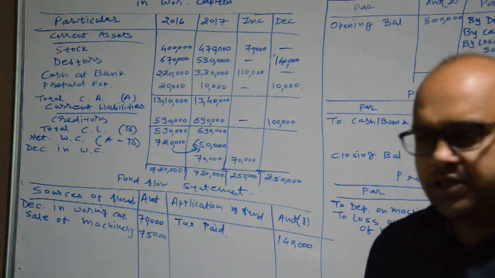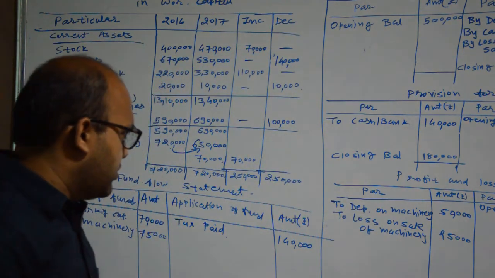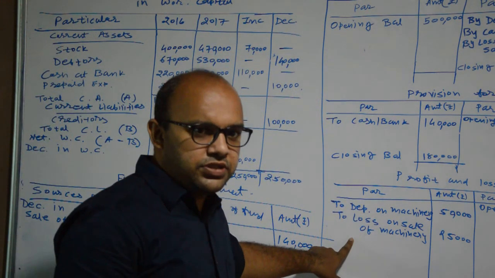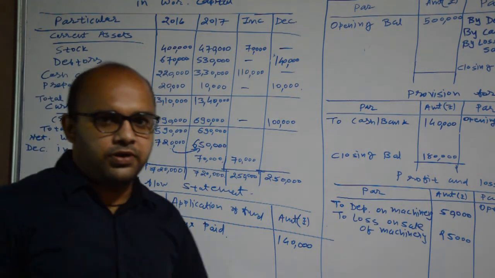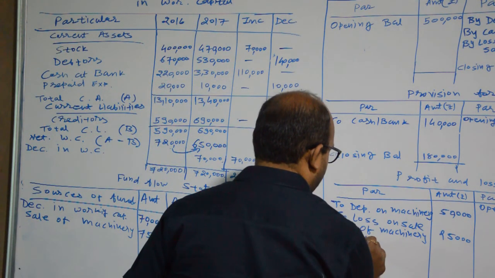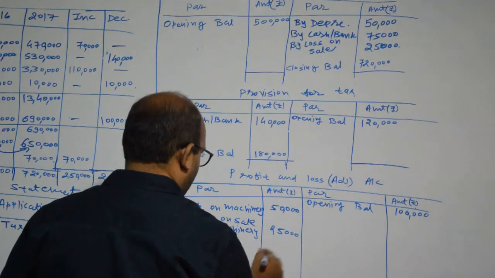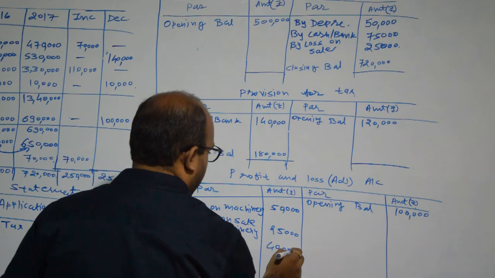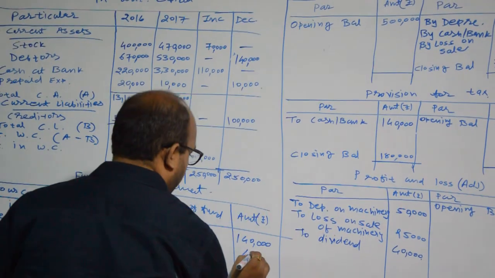When adjustment is given about dividend, then you will have two effects. First, debit side of profit and loss adjustment account, and second, fund flow statement, application of fund side. Okay, we will write it down: to dividend 40,000. Second effect will be given on application of fund side, dividend paid. How much amount? 40,000.